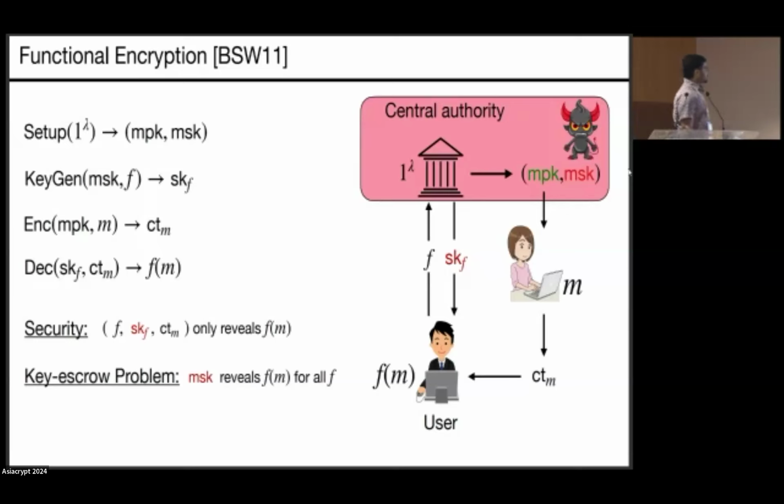Although FE generalizes most of the well-known public key encryption, such as identity-based encryption and attribute-based encryption, it suffers from the key escrow problem. The problem is that the central authority holds the master secret key, and it can generate a secret key corresponding to any arbitrary function. Therefore, it poses a risk towards the long-term validity of the system. In case we have a potential leak of MSK, there could be permanent damage to system security.